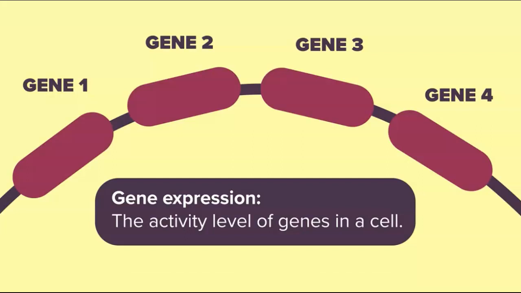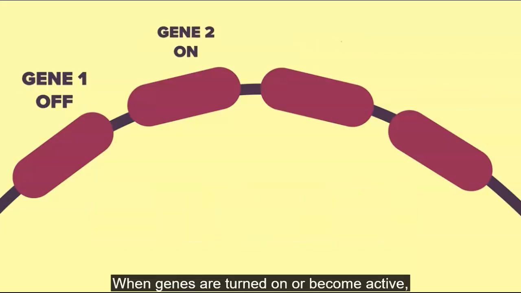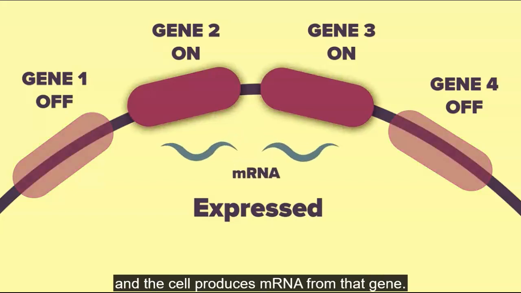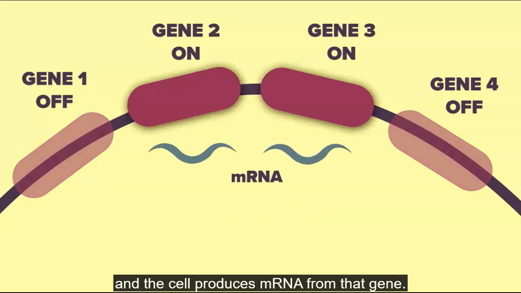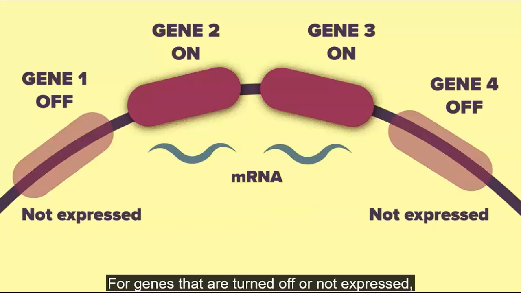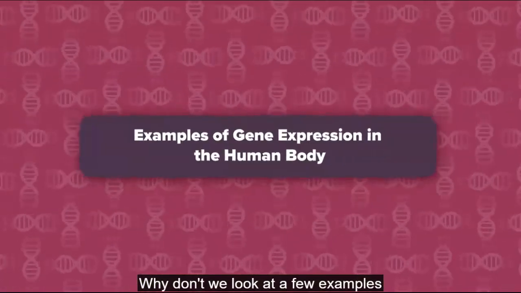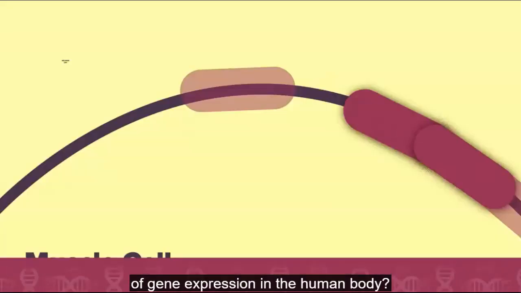cell. When genes are turned on or become active, they are said to be expressed, and the cell produces mRNA from that gene. For genes that are turned off or not expressed, the cell does not produce mRNA from that gene. Why don't we look at a few examples of gene expression in the human body?